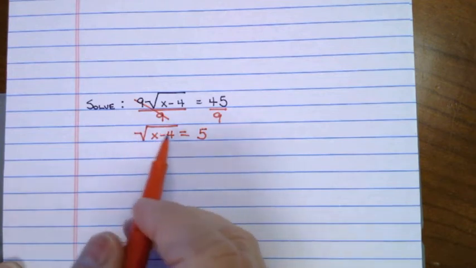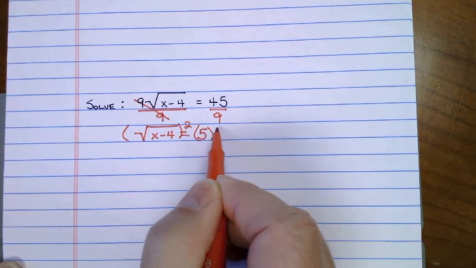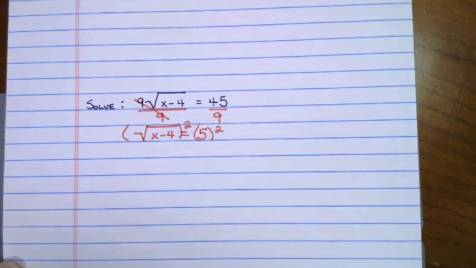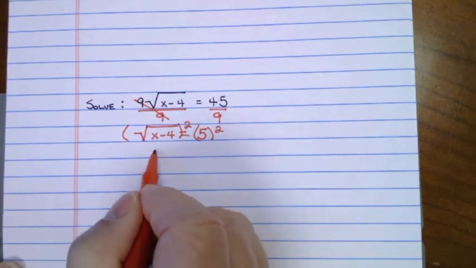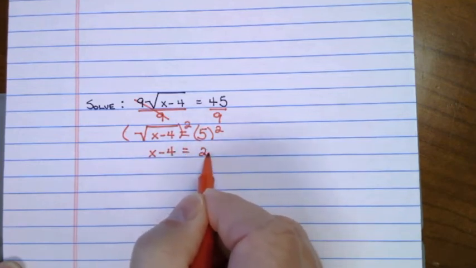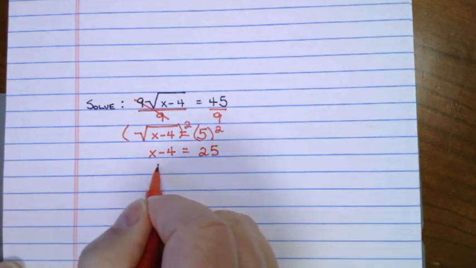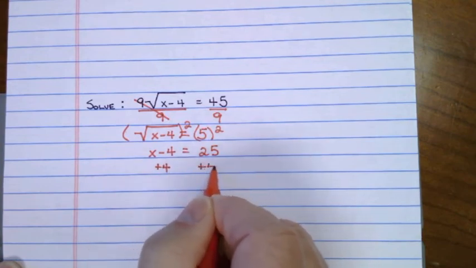The opposite of taking the square root is squaring it. I need to do it to both sides. Squaring eliminates that radical symbol, and I'm left with x minus 4 is equal to 25. I need to get rid of this negative 4. Opposite of negative 4, positive 4.